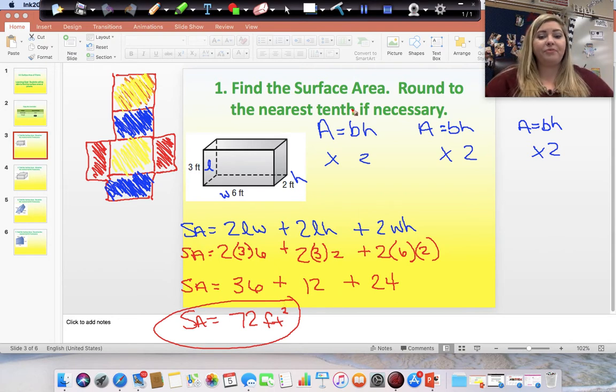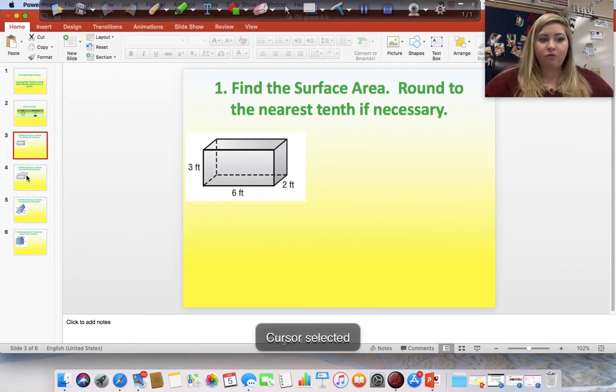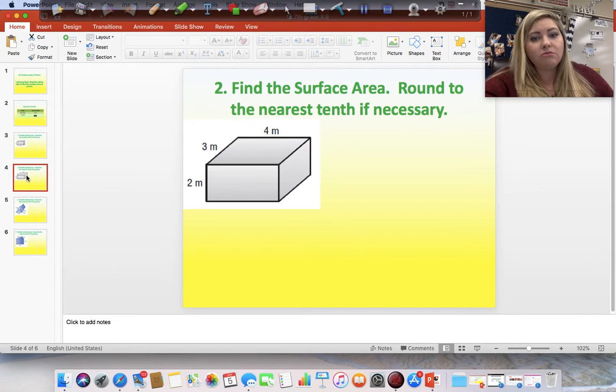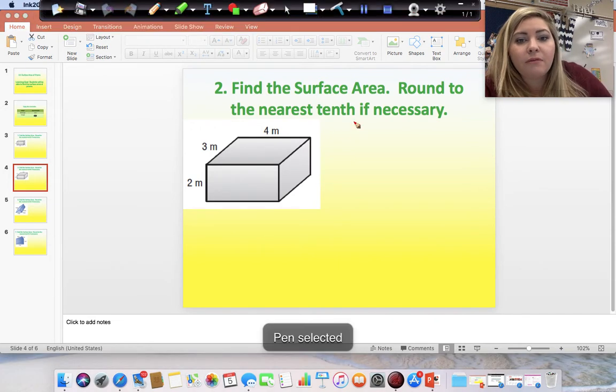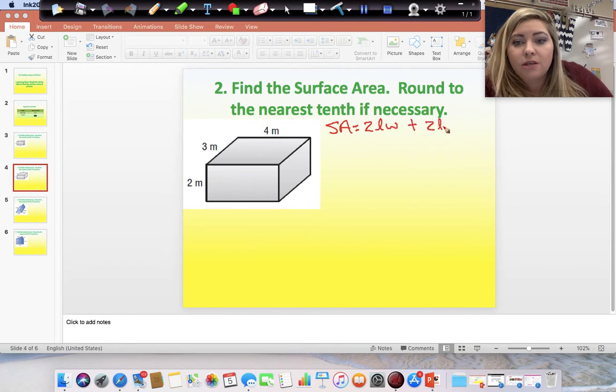Okay? So, I know this is challenging. Just put forth some effort, challenge through. You guys can do this. I know you can. So, surface area is equal to 2 times the length times the width, plus 2 times the length times the height, plus 2 times the width times the height.